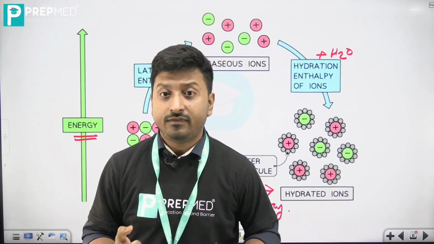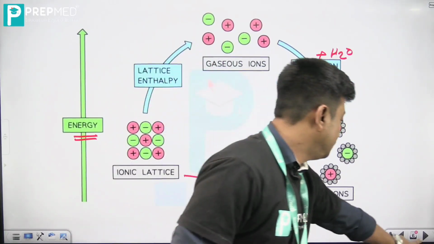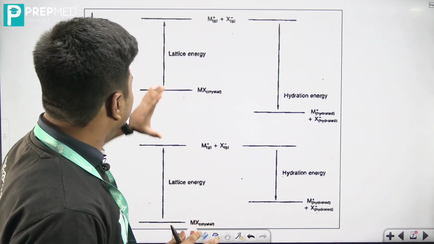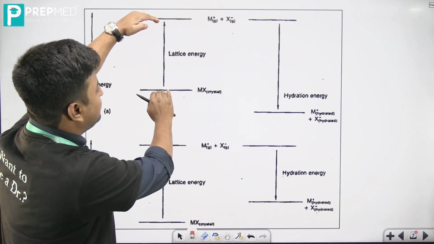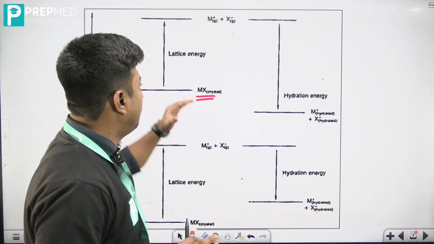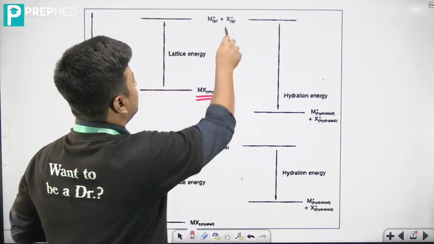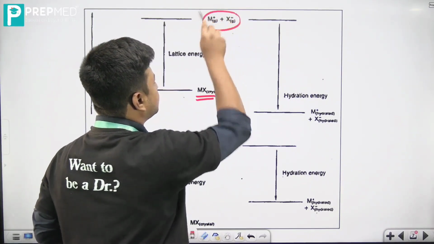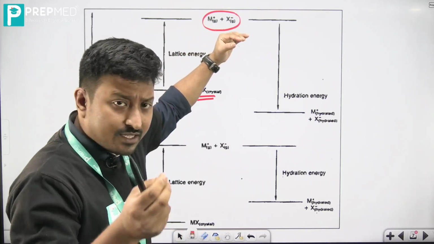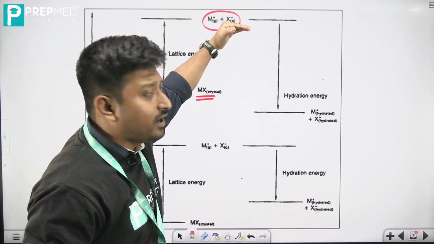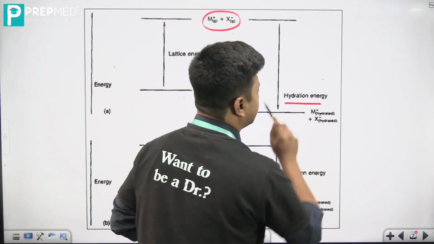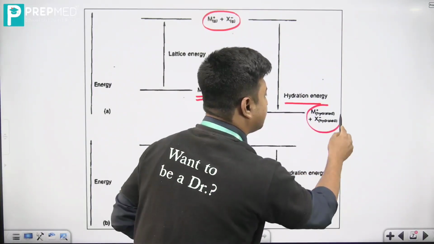Let me show a graph. Look at this graph. This is something called the lattice energy, for an MX crystal. Now you have to give this amount of energy to go to the M plus and X minus state, correct. And then in the presence of water, once it is coordinated with water, it will release some amount of energy, that is called the hydration energy. So M plus hydrated and X minus hydrated.